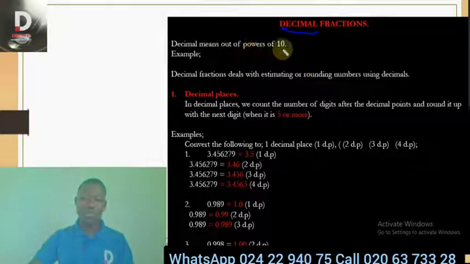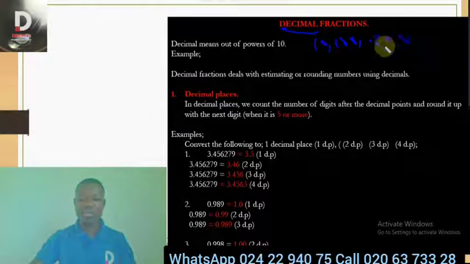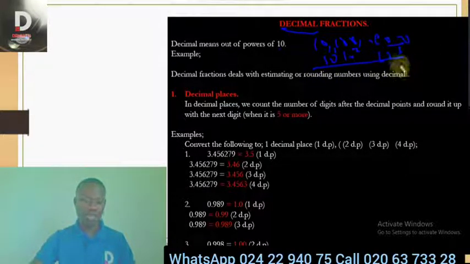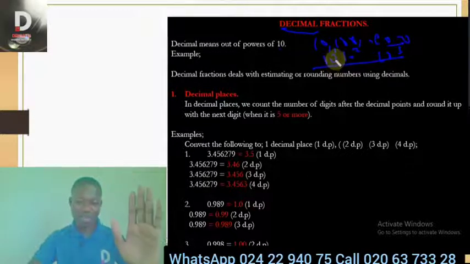Decimal means out of powers of 10. Anything you are talking about decimal is out of 10. Out of what? 10. So using 10. So you can have 10, 100, you can have 1000. So out of powers of 10. So 10 is power 1. This is 10 power 2. This is 10 power 3. That is how it works. 3 zeros is power 3. 2 zeros power 2. 1 zero power 1. Do you get it? That is powers of 10.